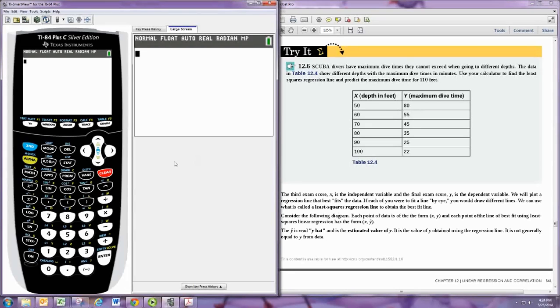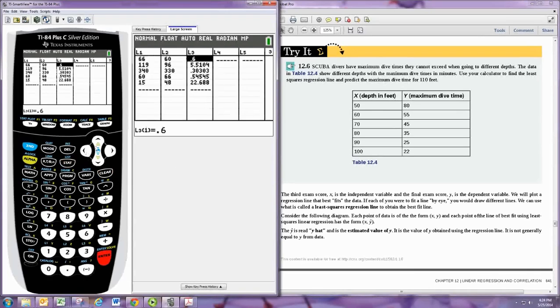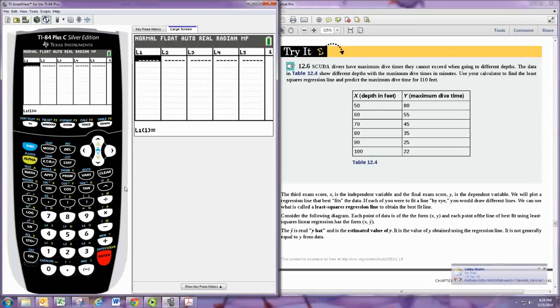So we want to put this data into the calculator first, and we'll do that by hitting STAT and then Enter for Edit. And I like to put them in L1 and L2. So let's clear out everything first. And I like to keep X in L1 and Y in L2. But whatever's going to be plotted on the horizontal axis, that should be in L1, vertical axis, L2. Independent variable in L1 and dependent variable in L2.